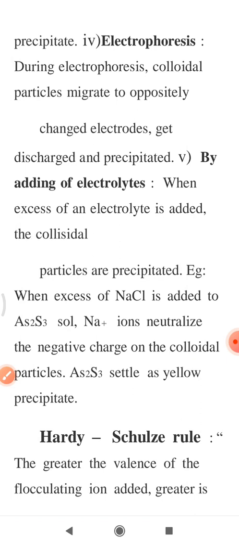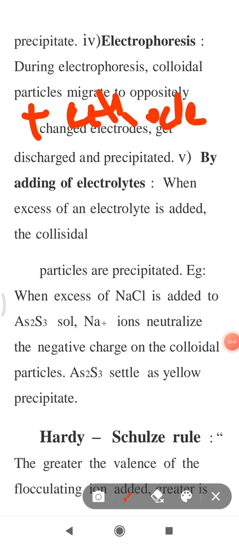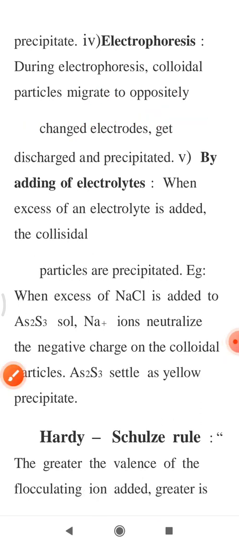Next one is electrophoresis. During electrophoresis, what happens? The colloidal particles migrate towards the oppositely charged electrode. As I told you, positively charged particles migrate towards the cathode, and negatively charged particles migrate towards the anode. So this is about the migration.